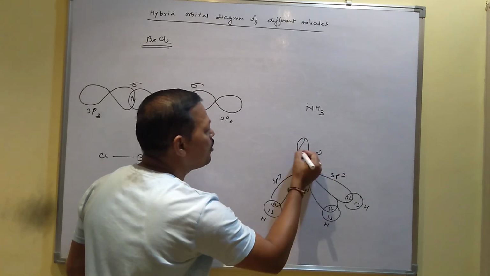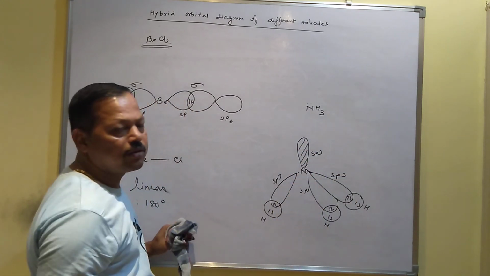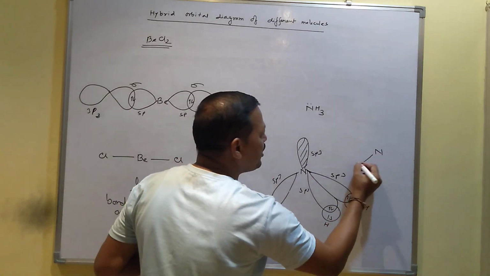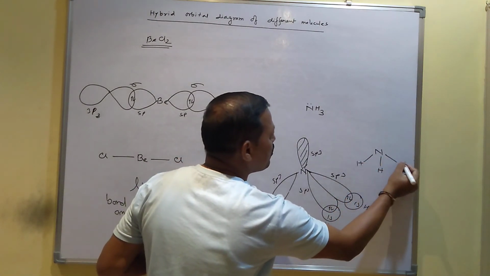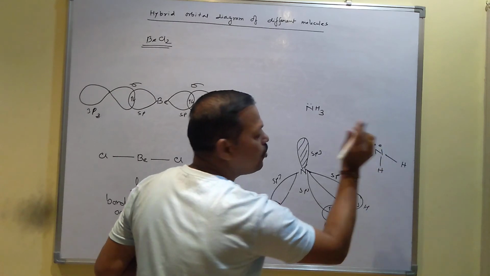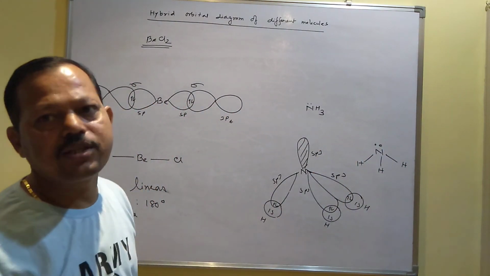And this one is getting the lone pair of electrons. So ultimately the ammonia structure is like this. It contains one lone pair. Here due to the lone pair you don't get 109, you will get 107 degrees.